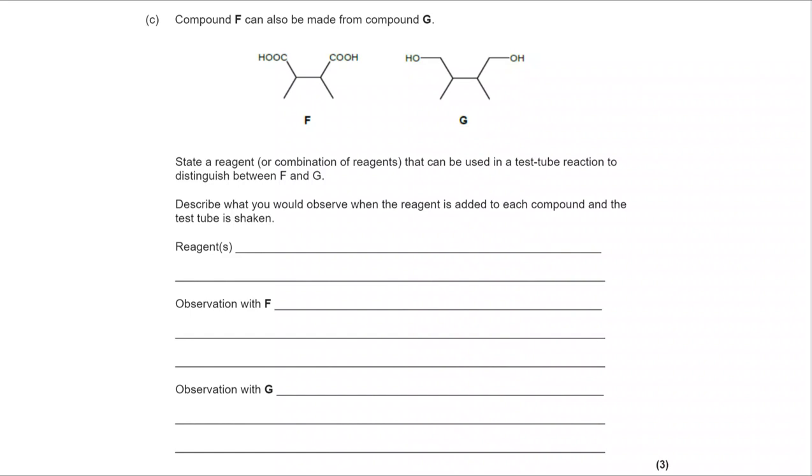Ideally, I'm going to recommend that you look for the different functional groups, and we can see that F is a carboxylic acid and G is an alcohol. It's actually a primary alcohol.